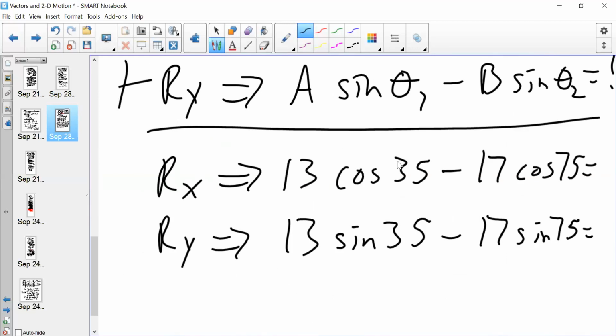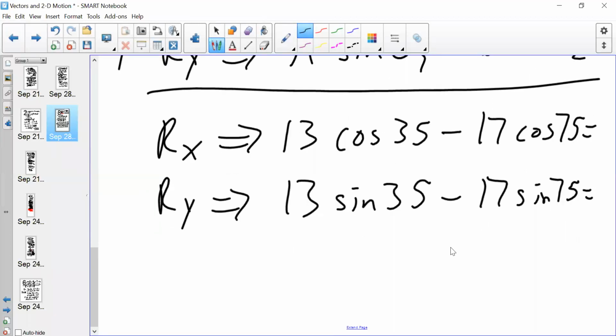Okay, so I think we conked out right there. But okay, you guys, let's calculate this. So this first one should be 13 cosine 35, degree mode. That's 10.6. Then 17.4, which is 5.2... 6.2. Yeah. Okay. 6.2.